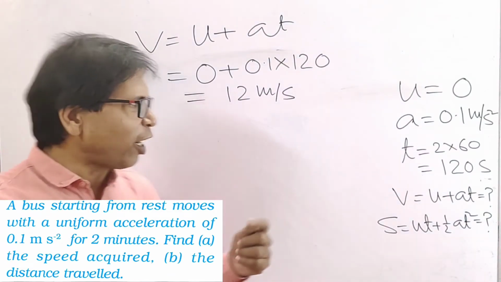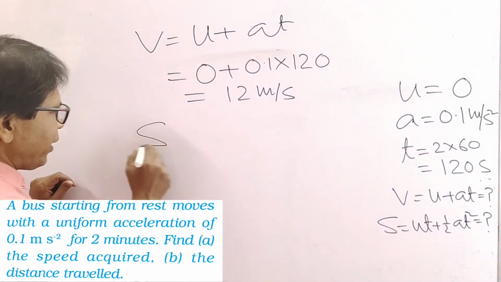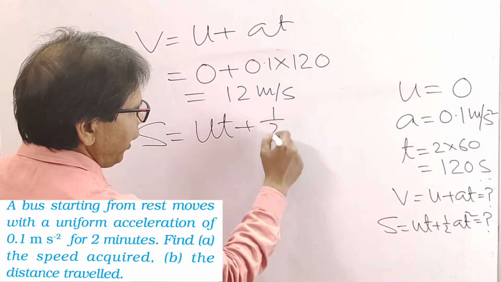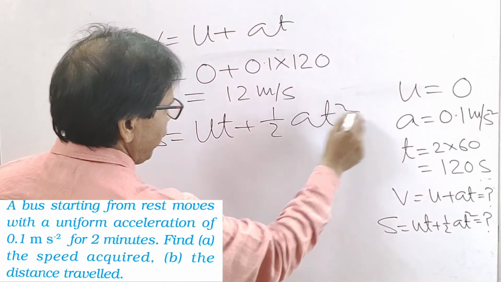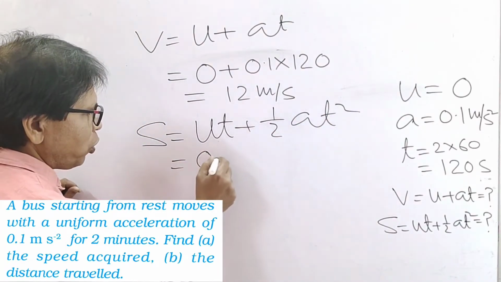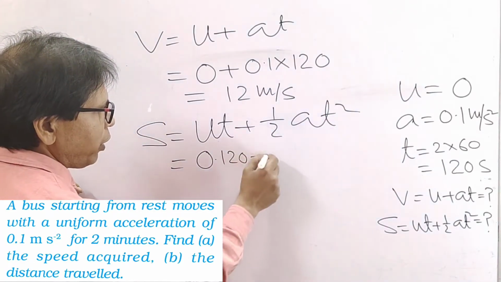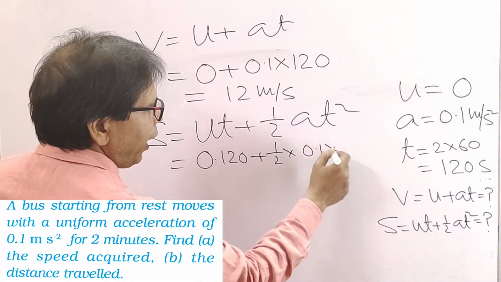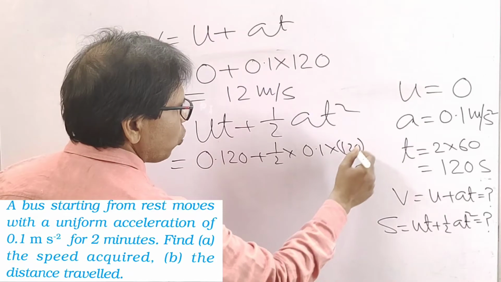Next, distance covered. Look at this, distance covered s equals to ut plus half a t square. Now here u equal to 0, t is 120, plus half, this is 0.1 and this is 120 whole square.